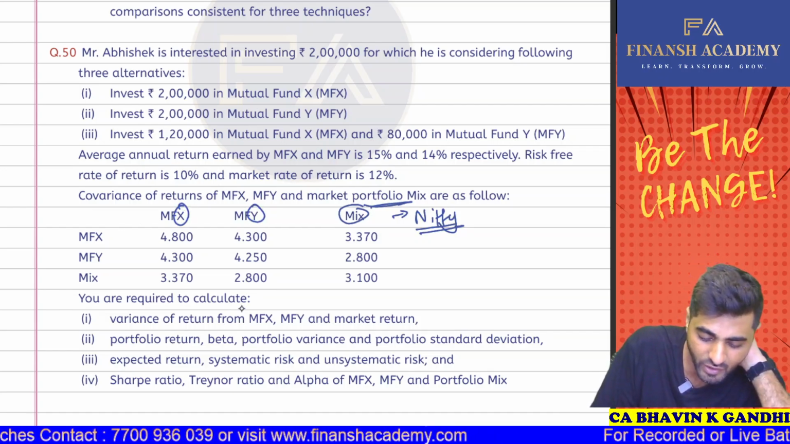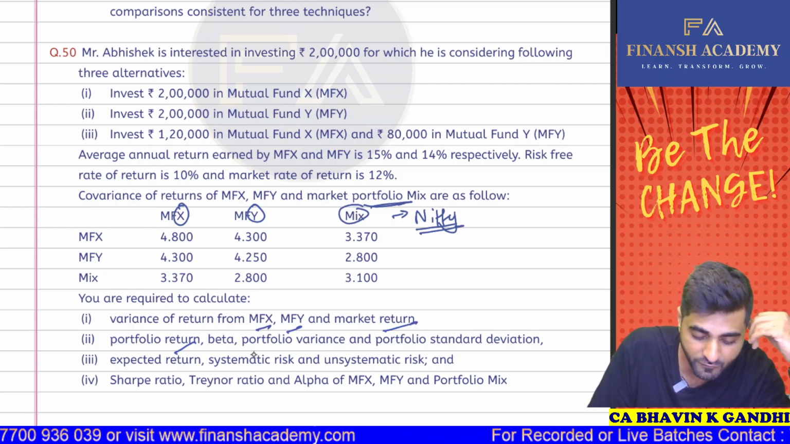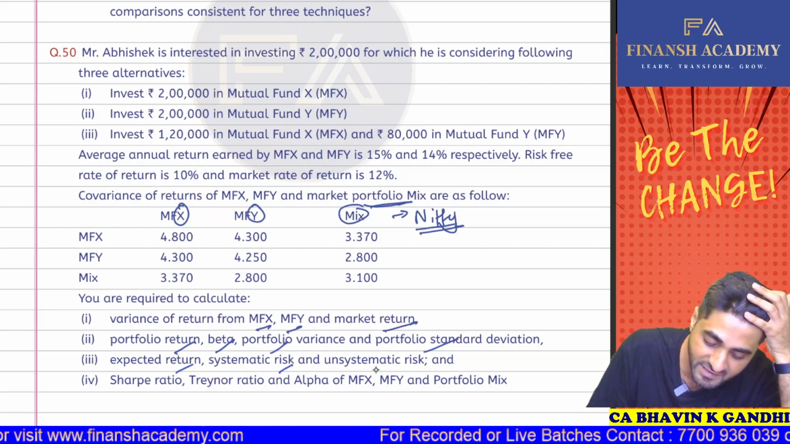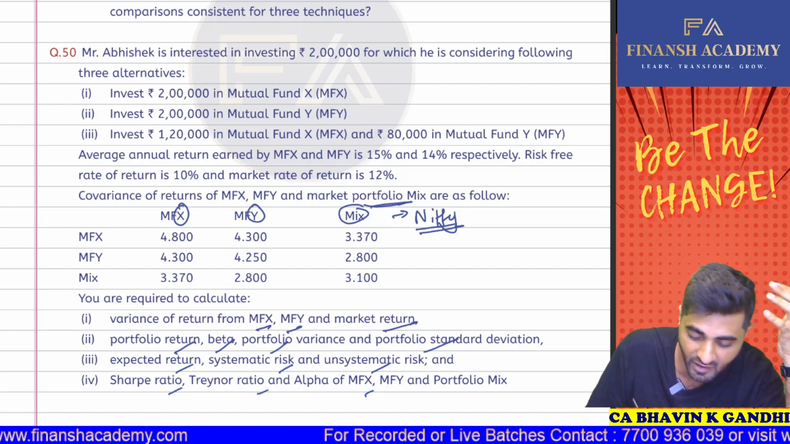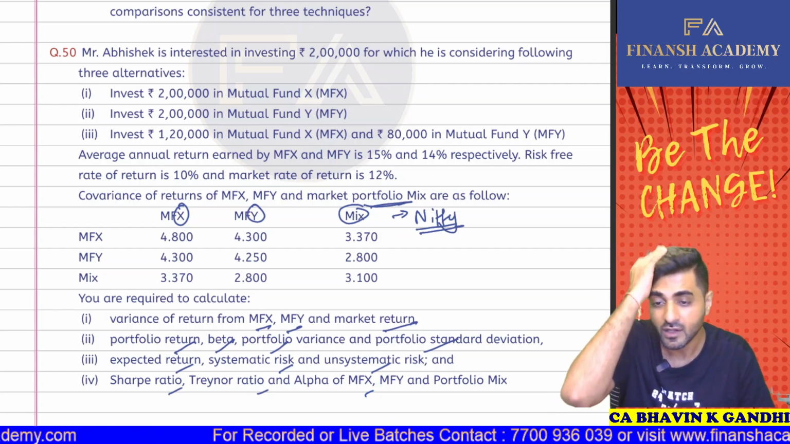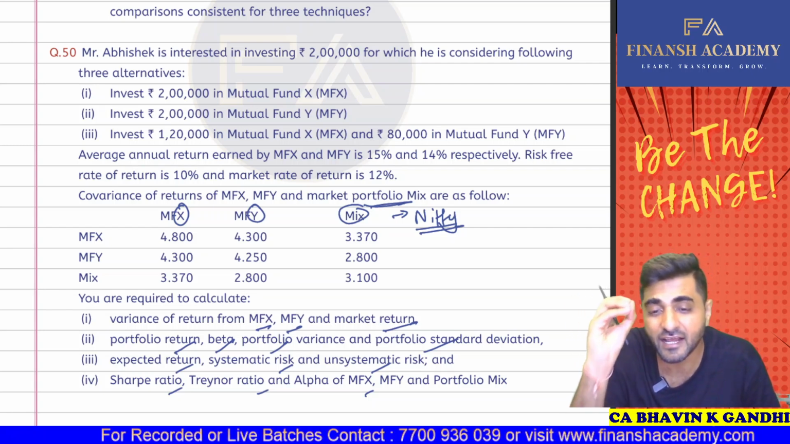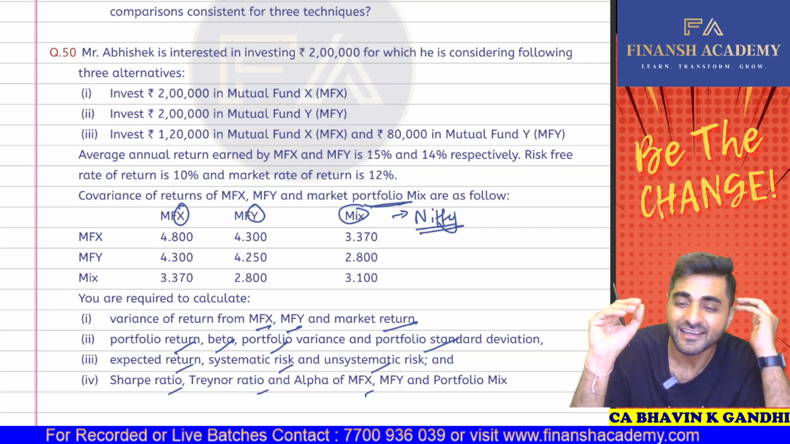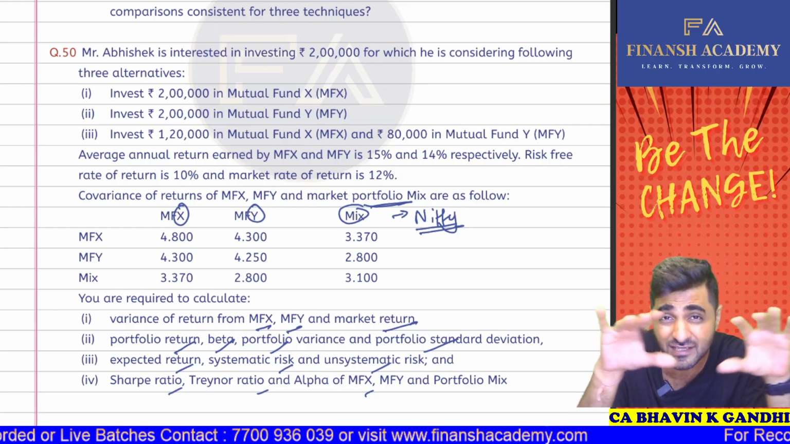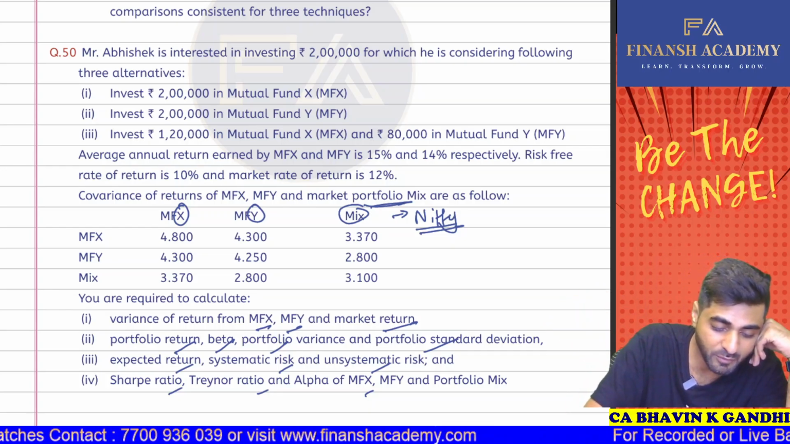Now we are required to calculate the variance of the return from MFX, MFY and market return. What is the portfolio return, beta, portfolio variance and portfolio standard deviation? What are the expected return, systematic and unsystematic risk, and Sharpe, Treynor and alpha? So all these things we are required to calculate. First of all, what is given to you? The data which is given to you is in a slightly different format. As you all know, covariance is given to you, so there is a matrix which is given to you.